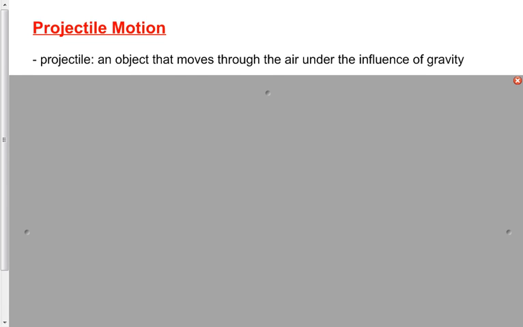I can throw it straight up into the air. We'll call it a projectile. Or I can throw it at an angle. We'll still call it a projectile.